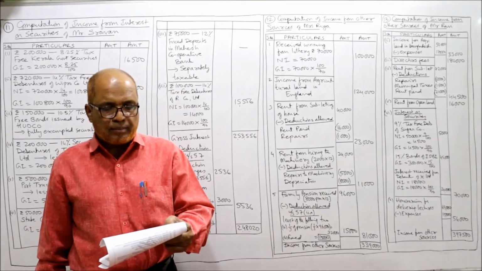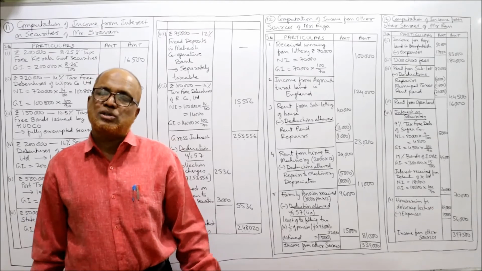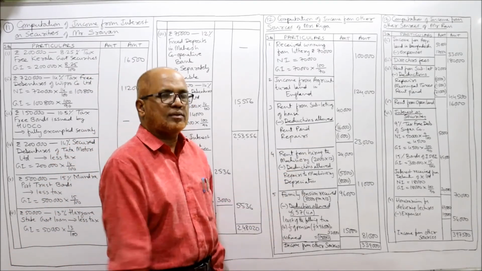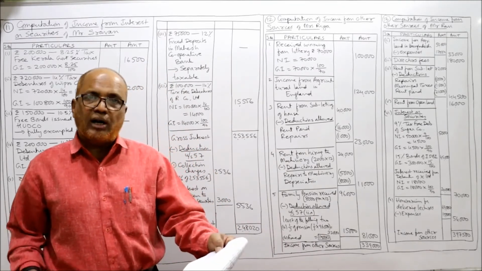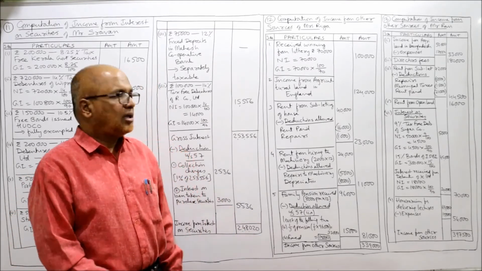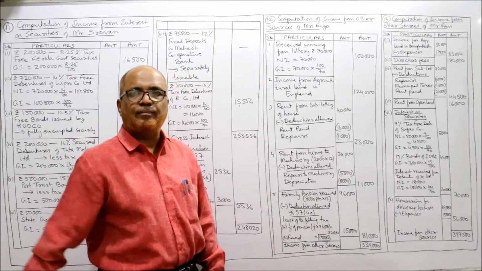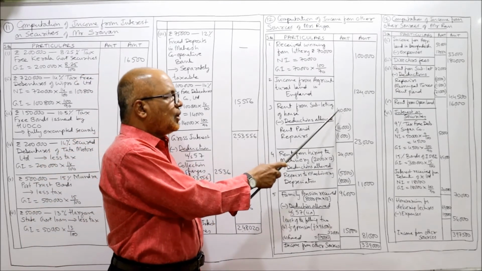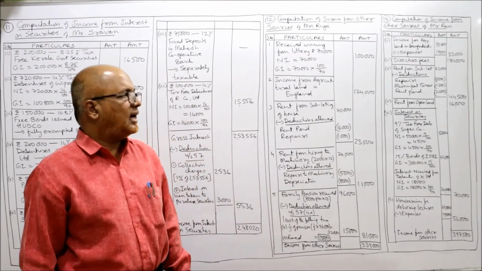Next one, rent from sublet of the house. Rent from subletting of the house is a part of income from other sources. So rent from subletting of house, 40,000. From this, the expenditure paid will be allowed as deduction. In order to earn this income, rent paid 16,000, repair 1,000. These two are the deductions allowed by the Income Tax Act to earn this income. So 40,000 minus 16,000 minus 1,000, 23,000 is the net income.